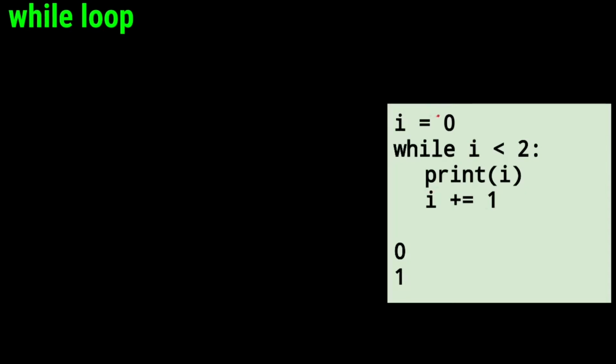So the first time through the loop, I is 0, we print it. The next time through the loop, I is 1, we print it. And this loop is only happening while I is less than 2. So once I gets to be 2, it is no longer less than 2, and we break out of the loop.